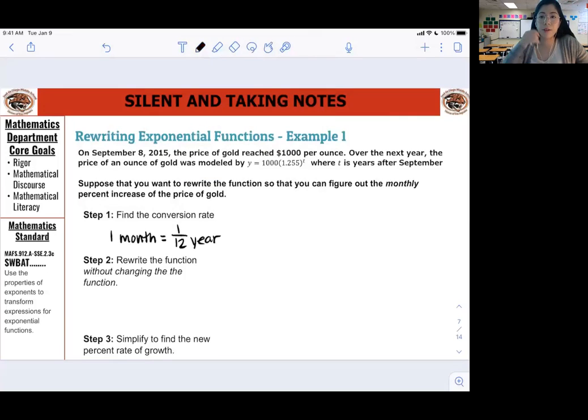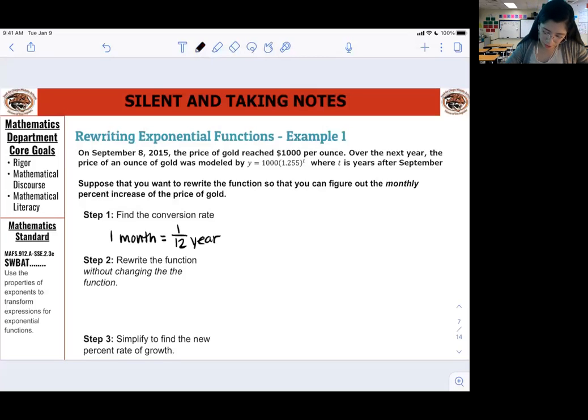So that's the first thing. You always want to think about what is the conversion rate. If I want to go from yearly rate to monthly rate, the first thing is just to figure out, okay, how many years go into 1 month? Then we're going to rewrite the function. And look at what it says. It says rewrite the function without changing the function. Okay, that's a little strange, but let me explain what I mean.